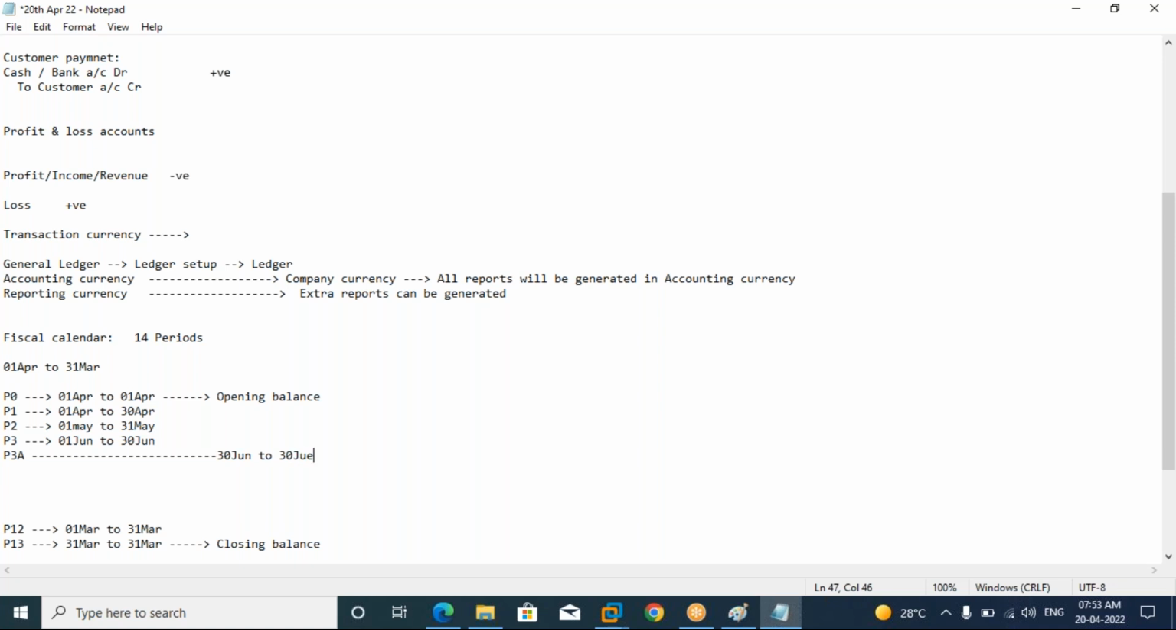It's like a Q1 quarter term. So you can add if you really want. By default, 14 periods will be there. Only 14 periods. If you want to add, you can add as per your wish.